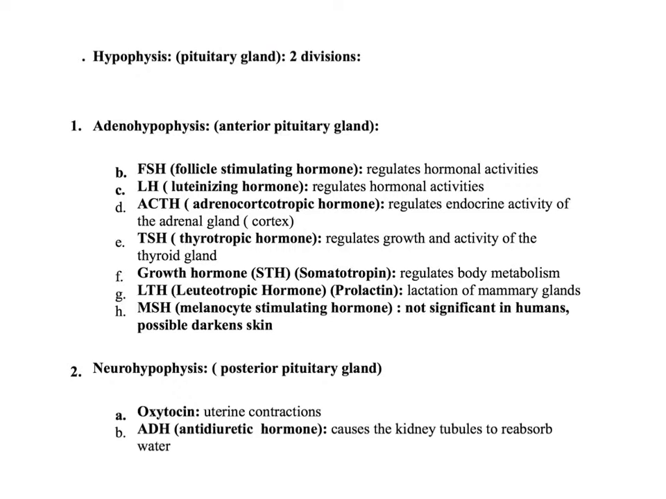MSH is known as the melanocyte stimulating hormone, and currently no significant functions have been identified in humans. However, they believe that it may be a precursor to several other hormones and possibly causes darkness of the skin.